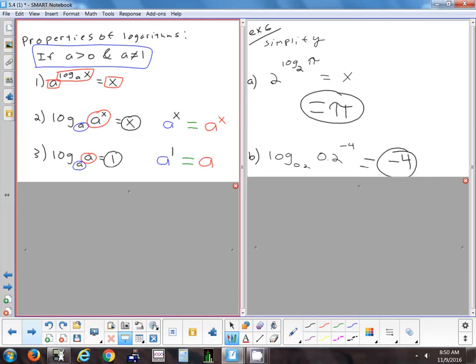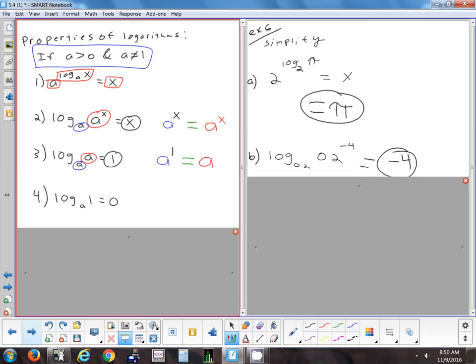So you might not have recognized it. Does anybody know what the fourth log rule is saying? Log base a of 1 equals 0. So you could have log base 6 of 1. It would come out to 0. Log base 10 of 1 comes out to 0. Right. Anything to the power of 0 is 1.